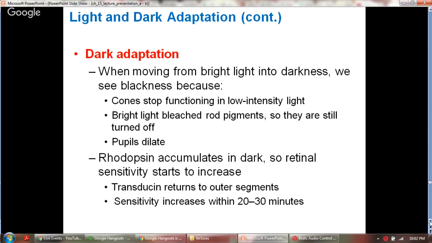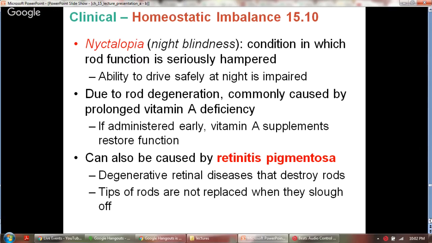Related to dark adaptation, when moving from bright light into darkness, we see blackness because the cones stop functioning in low intensity light. The bright light bleached the rod pigments, so they're still turned off, but the pupils are dilated. Rhodopsin accumulates in the dark, so retinal sensitivity starts to increase, transducin returns to the outer segment, and the sensitivity increases within 20 to 30 minutes, which takes a little longer than light adaptation.